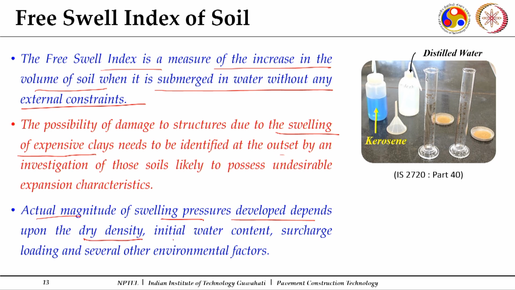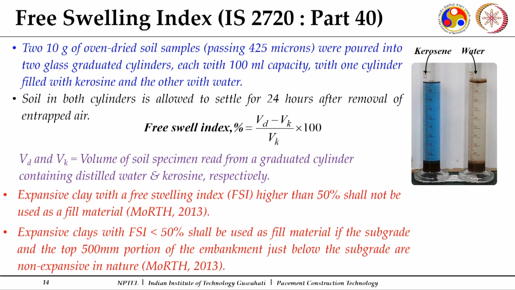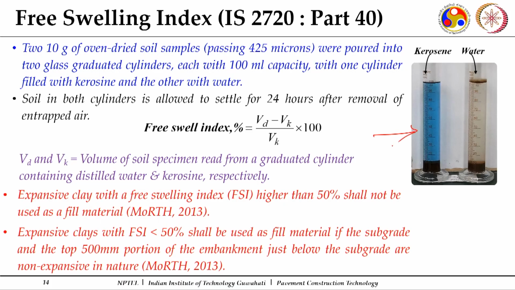This will depend upon other parameters also, water content, surcharge loading, several other environmental factors, but this is a simple test to get an idea how much is the swelling potential of a soil. So I can put my soil sample, again the one which is passing 425 micron, in these graduated cylinders. One will have kerosene in it. Why kerosene? Because it is non-polar, so no expansion or swelling of soil will happen. Second, I'll put it inside the water. So there the free swelling of the soil will take place.